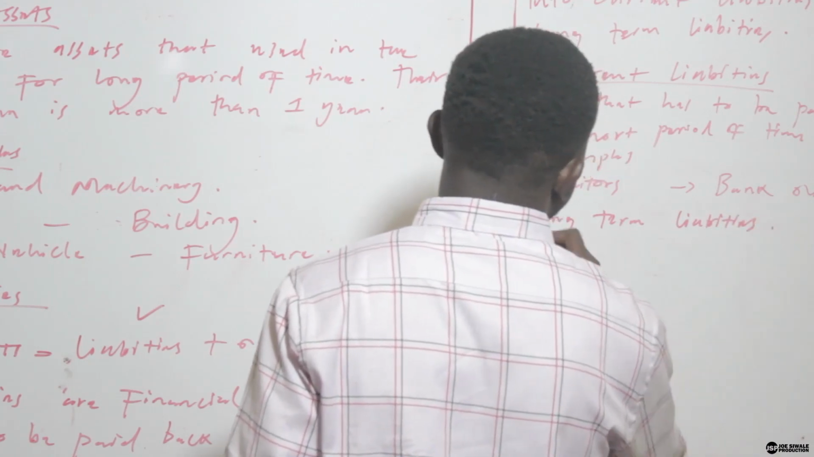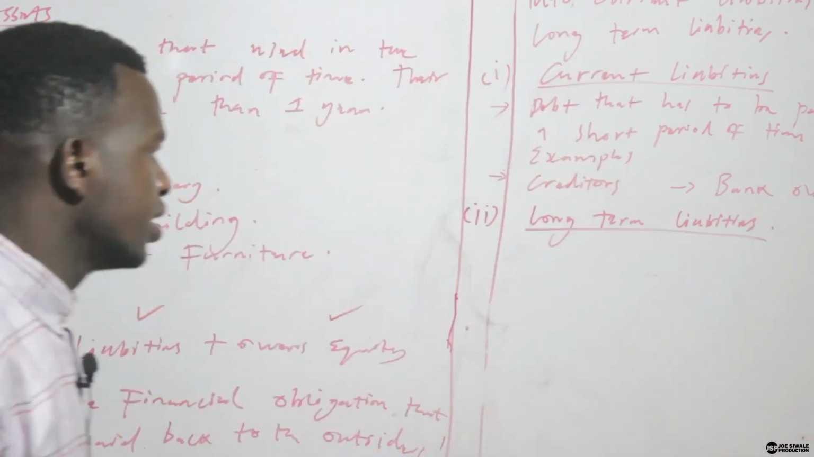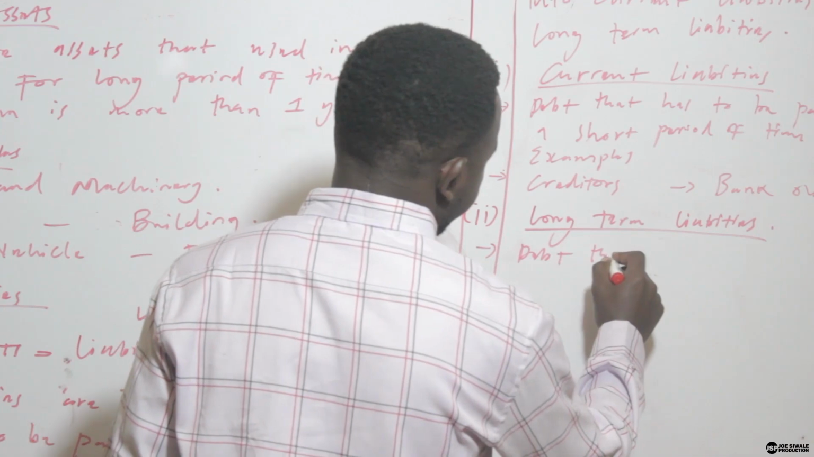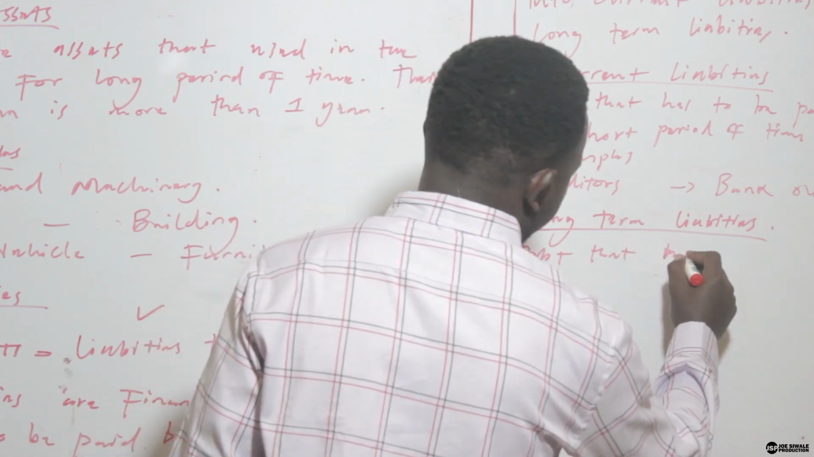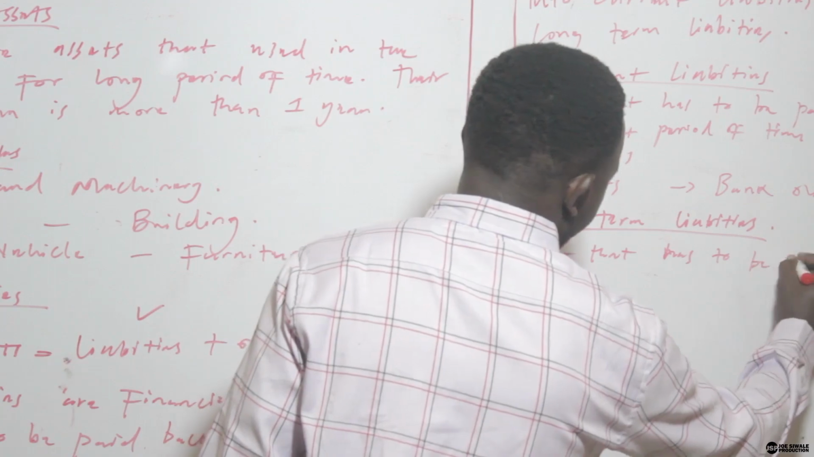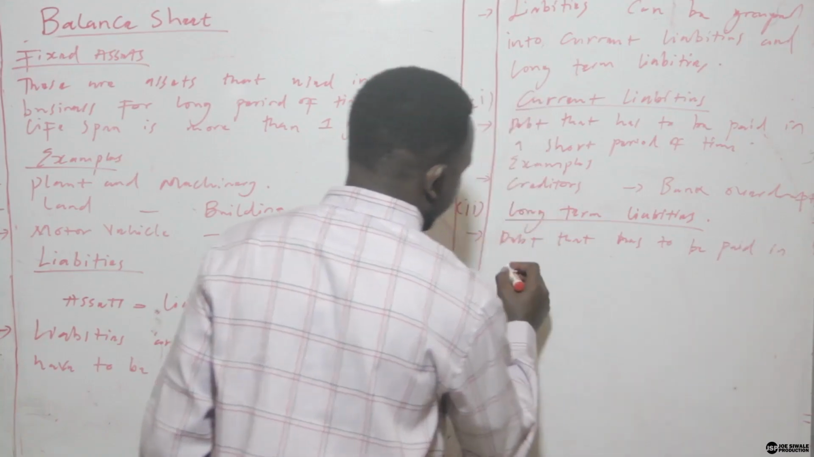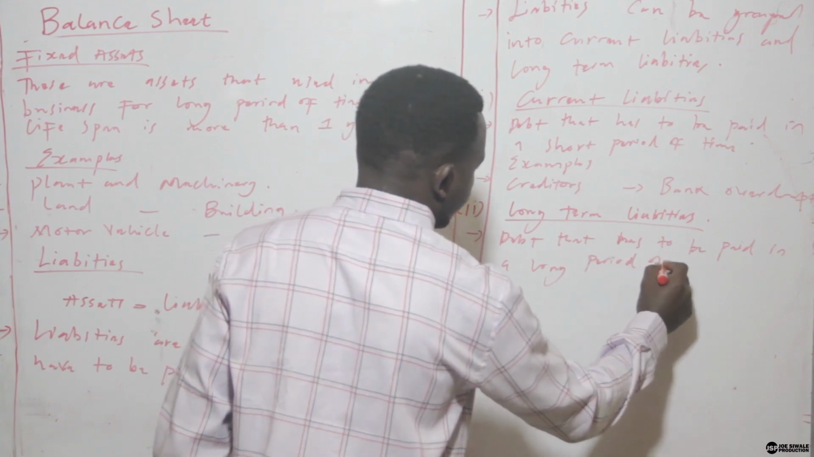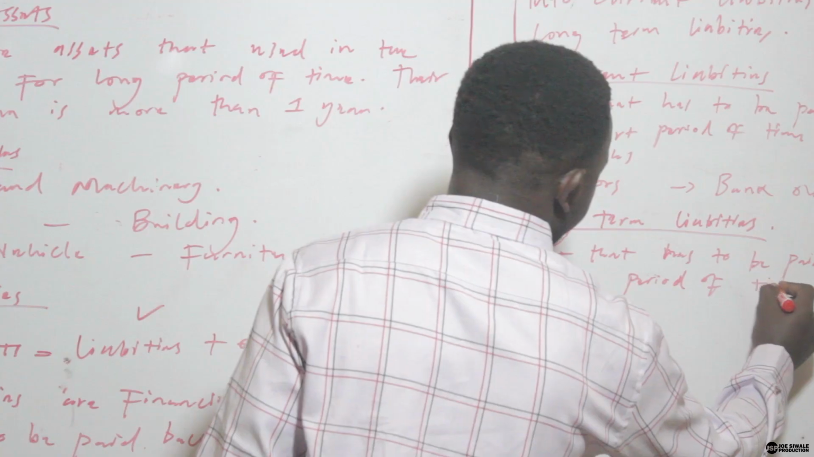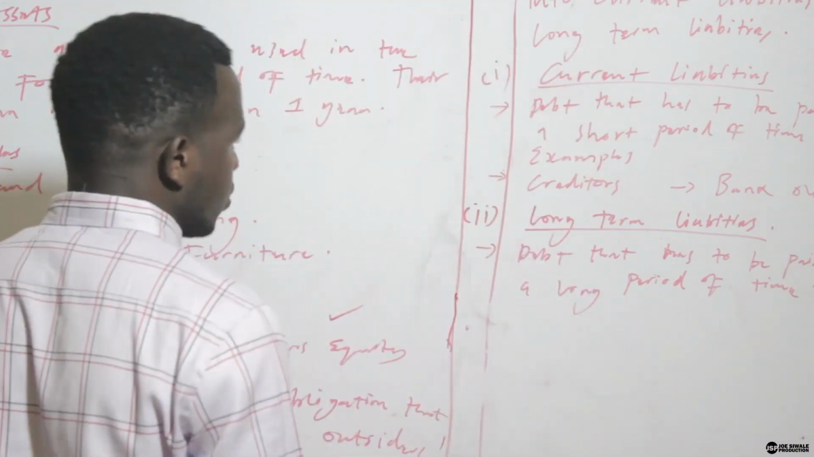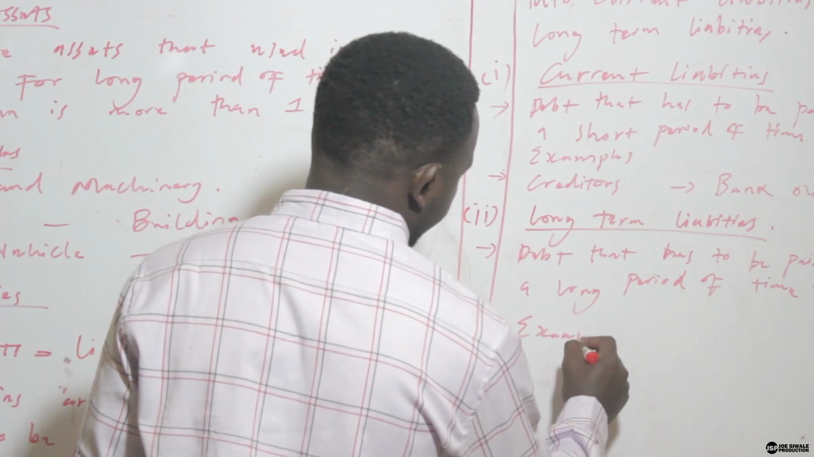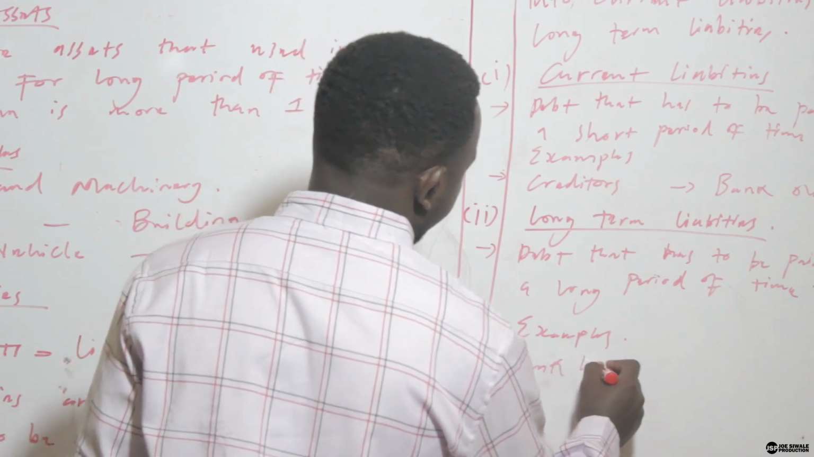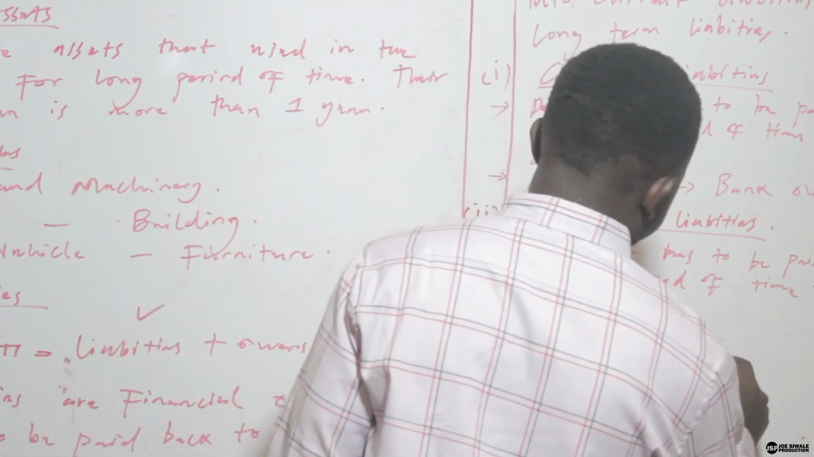So these are debts or financial obligations that have to be paid in a long period of time. So this is debt that has to be paid in a long period of time. And let us look at some of the examples. Here we are having bank loan. Then we are also having debenture.